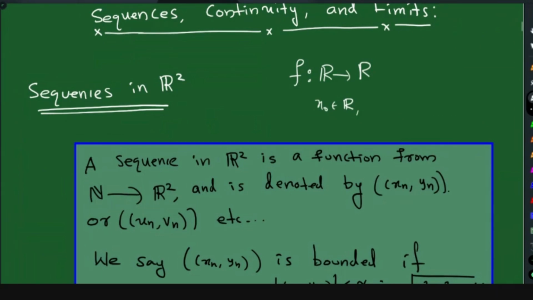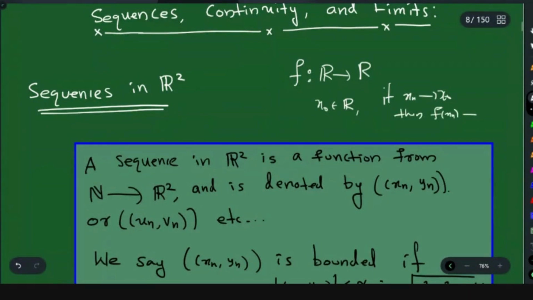Right? So that is the definition of the continuity at x0 in terms of sequence. So if xn converges to x0, then f of xn should converge to f of x0. So if you are able to do these things, we can say f is continuous at x0. So for any sequence xn converging to x0, f of xn also should converge to f of x0. That is the definition of continuity using sequences.